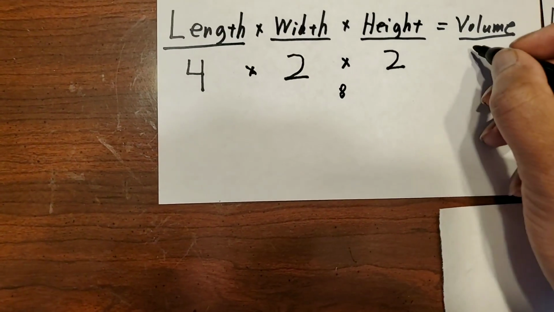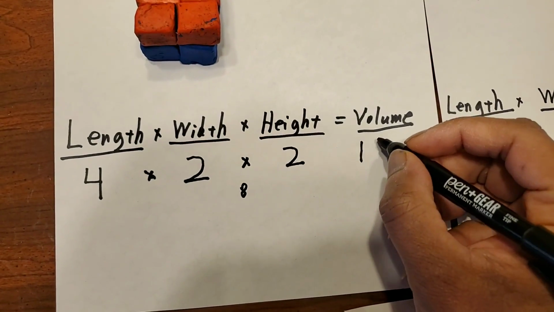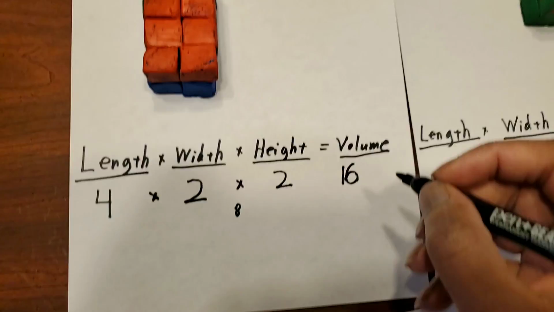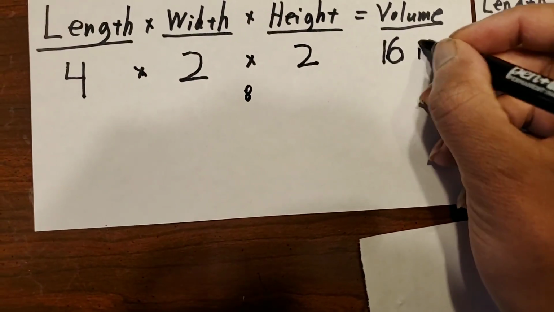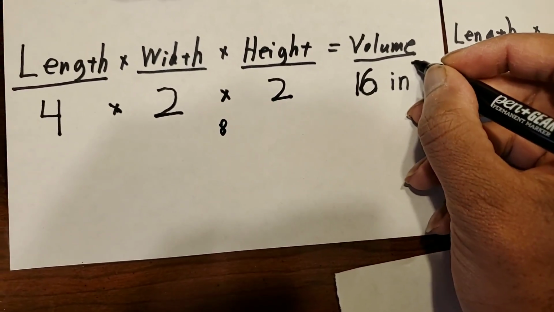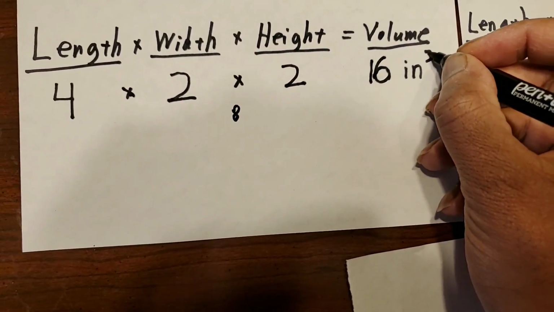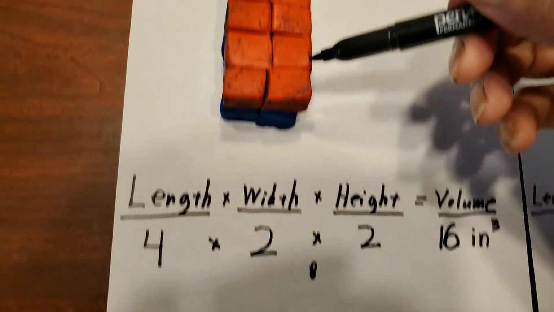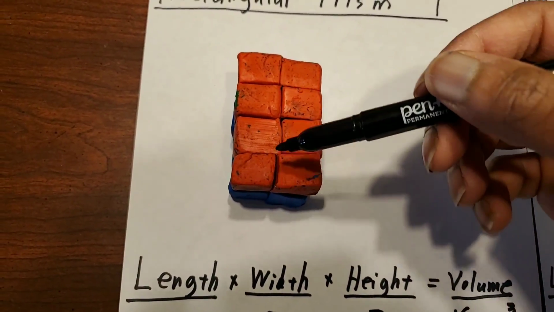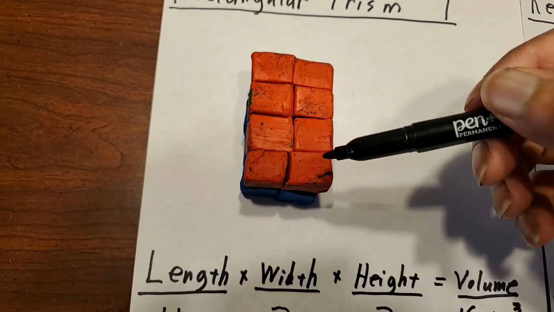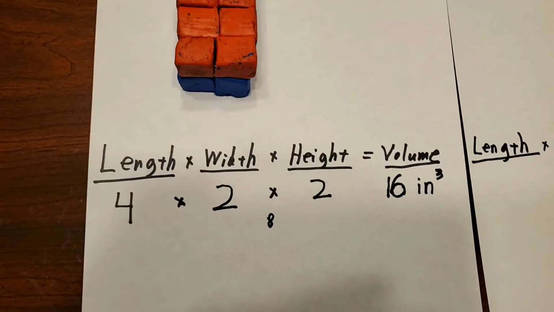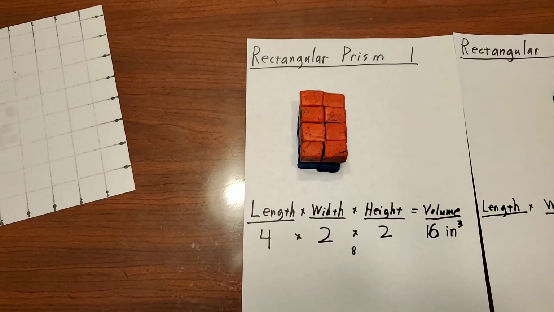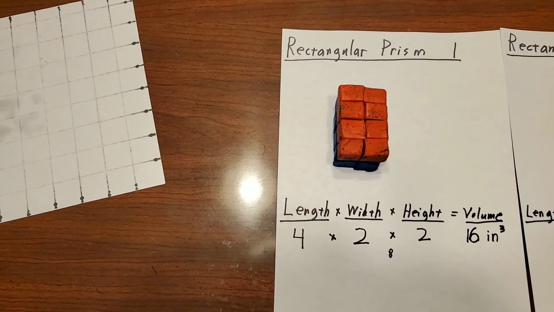8 times 2 is 16. 16 what? Since we are measuring the volume, it's going to be 16 cubic inches. And we're saying cubic because we're measuring the volume. Since each side of each cube is 1 inch, we're measuring it in cubic inches. So this first rectangular prism is 16 cubic inches.